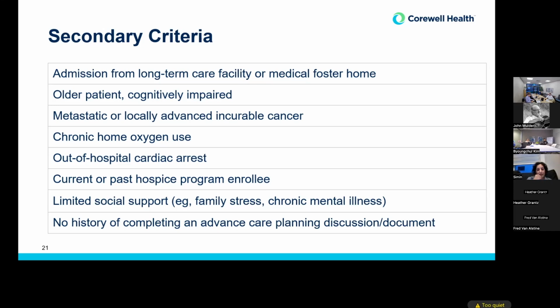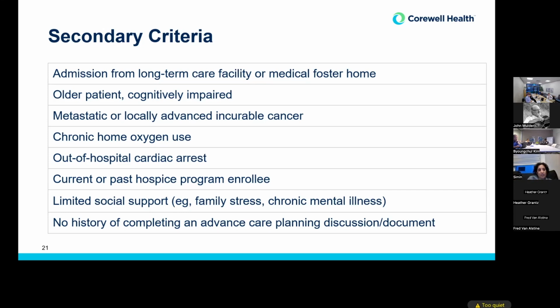Any type of malignancy, and it doesn't even have to be metastatic. Heart failure does put a great burden on the heart, and if patients have any malignancy, particularly if they're going to be considering treatment, that's a lot of burden. There's chronic home oxygen use. If there has been a history of an out of hospital cardiac arrest, if they've been enrolled in a hospice program, even in the past, and obviously if they currently are.